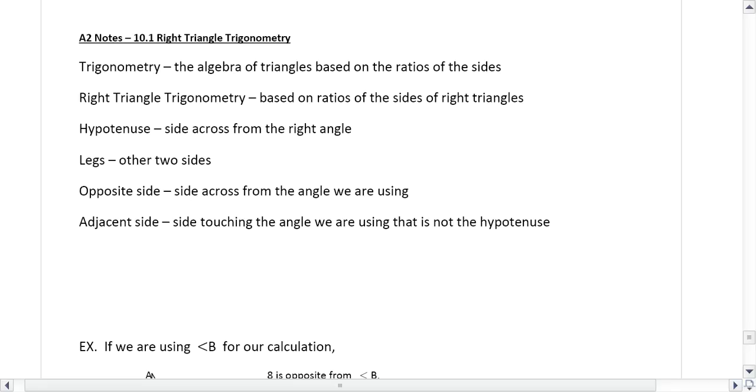Welcome to the first video of Chapter 10, where we will be studying trigonometry. First of all, some terminology here. Trigonometry is the study of triangles.